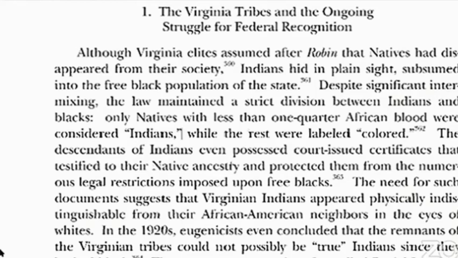The descendants of Indians even possessed court-issued certificates that testified to their native ancestry and protected them from the numerous legal restrictions imposed upon free blacks. So much changes when they label you something else. When your neighbor could be your cousin, your brother, and he's entitled to political and social privileges that you're not.